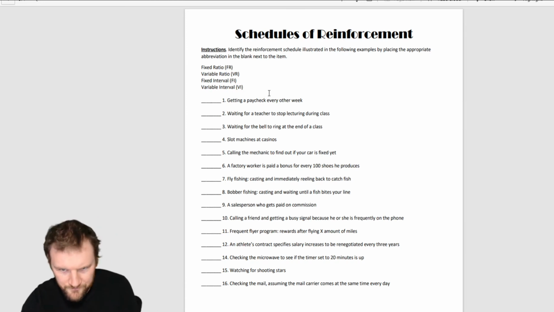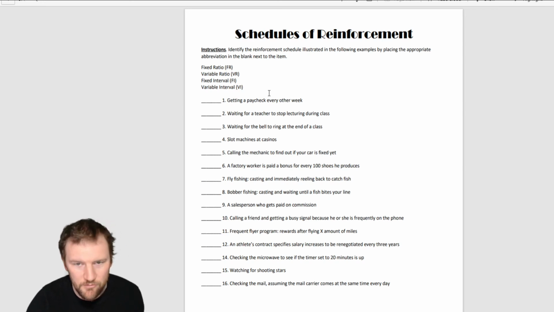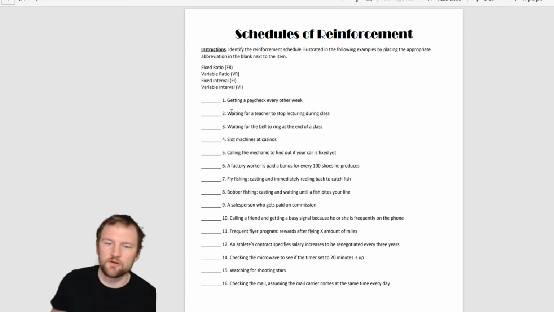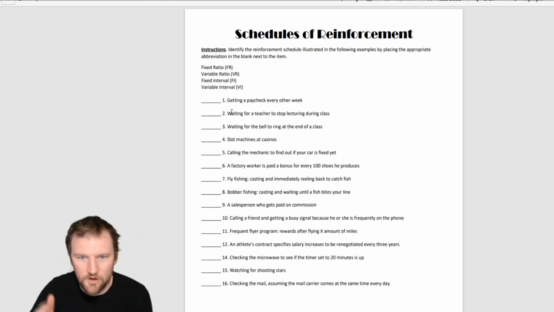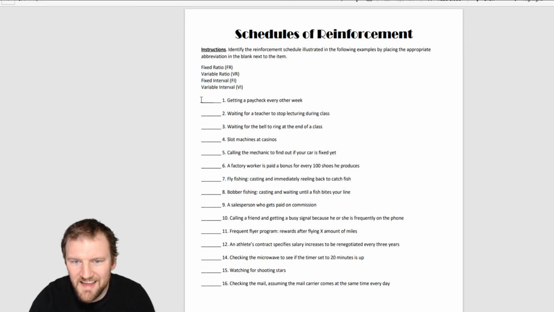So number 1, getting a paycheck every other week. First of all, is that going to be fixed or variable? Well, do you know when you're going to get paid? Yes, you do. You're going to get paid on the 1st and the 15th. If you're a bad worker, if you're a good worker, there's nothing you can do, it's just always the 1st or always the 15th. So that is fixed. You know when it's going to happen. So the first letter here would be F for number 1.